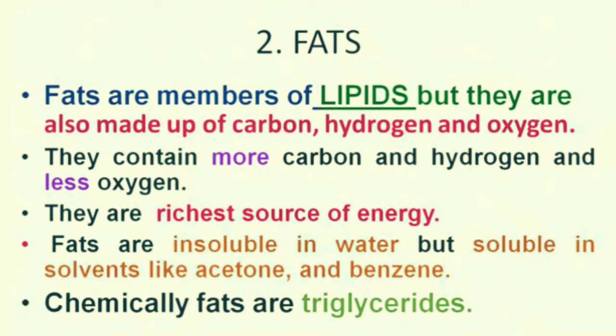Now move to the second category of nutrients, that is the fats. Fats are members of lipids. They are also made up of carbon, hydrogen and oxygen. Here, learner, the point to be noted is that fats contain more carbon and hydrogen and less oxygen. They are the richest source of energy in our diet. They are not soluble in water, but they are soluble in solvents like acetone and benzene.